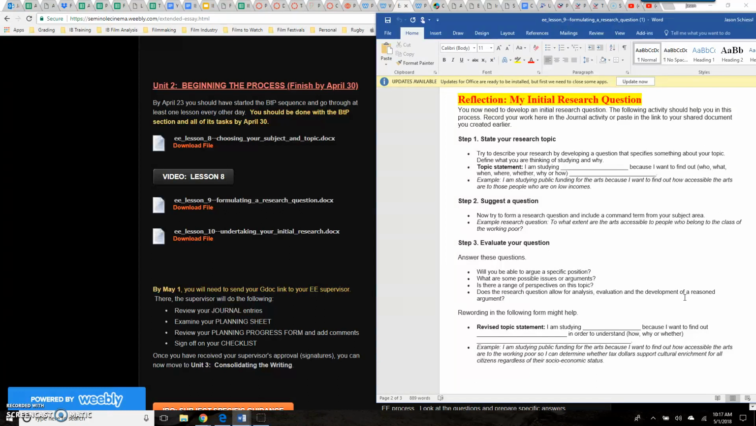Okay, so the example that's provided is a little too general for my taste, but I'm studying public funding for the arts because I want to find out how accessible the arts are to those people who are on low incomes. So this is what you're going to explore. That's not a research question, but this is the topic that is going to provide you the direction that's going to get you to that specific research question.